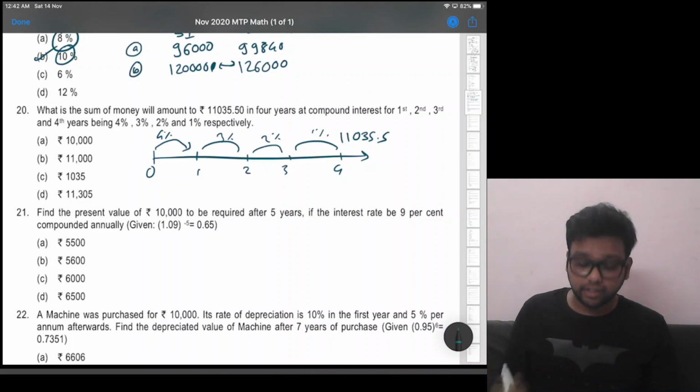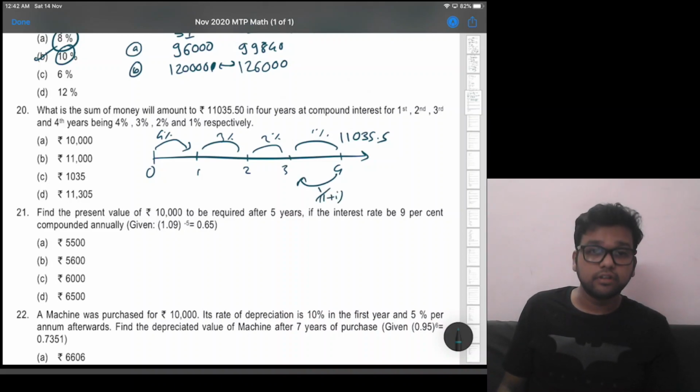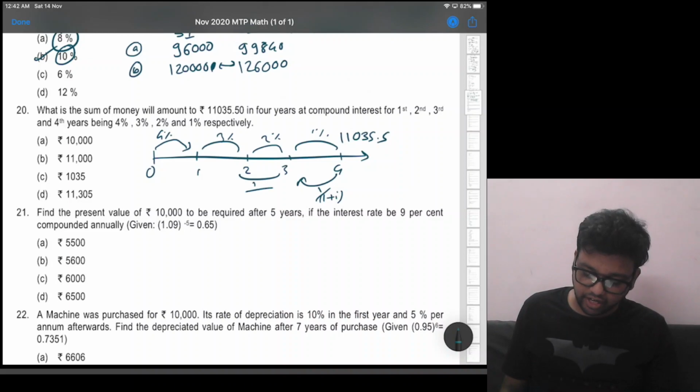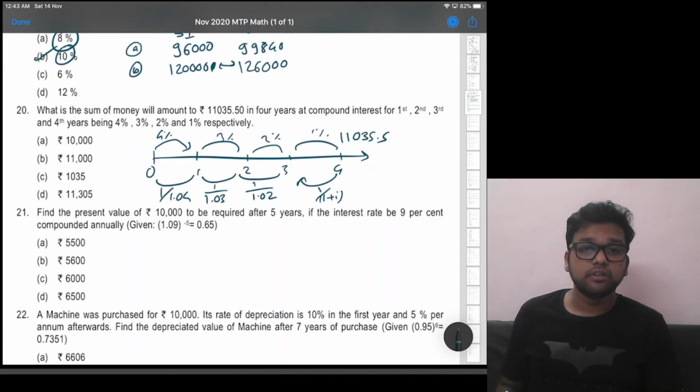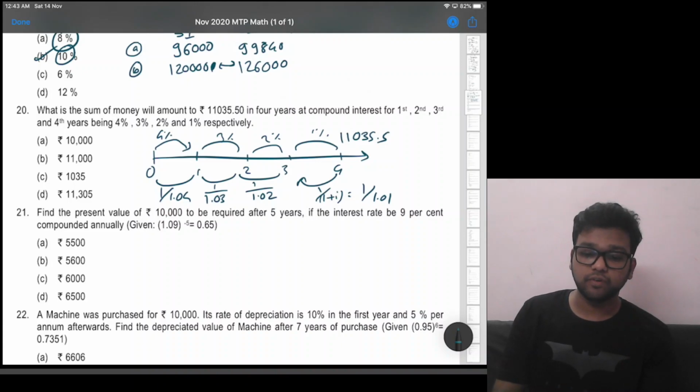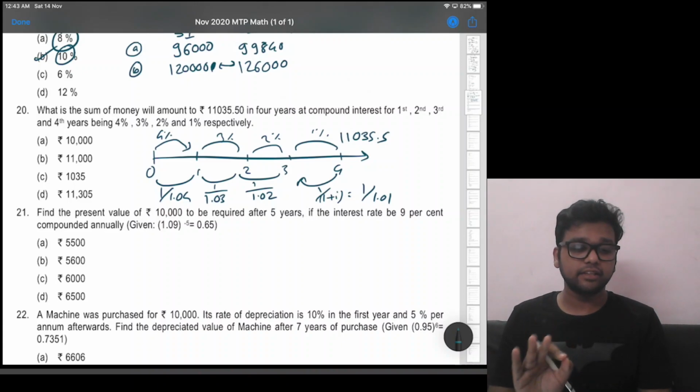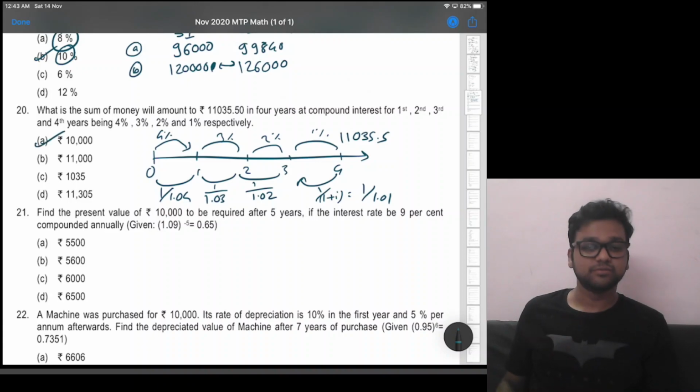So now we'll have to discount it. How do we discount by 1%? 1 divided by 1 plus I. Again discount for 1 year, that means 1 divided by 1.02 this time. This time 1 divided by 1.03. And this time 1 divided by 1.04. This will be 1 divided by 1.01. So let's do it. 11,035.5 divided by 1.01, 1 year back. Then divided by 1.02, 2 years back. Divided by 1.03, 3 years back. Divided by 1.04, 4 years back. That gives us 9999.99, which is 10,000. Okay.